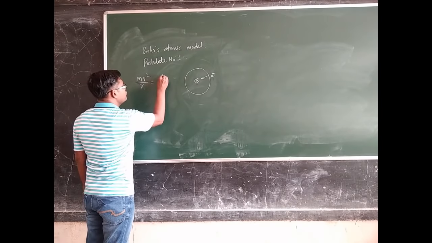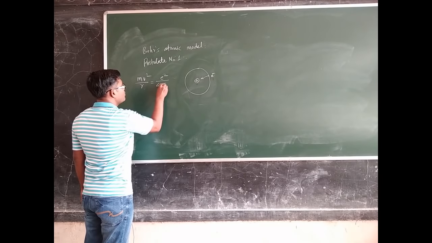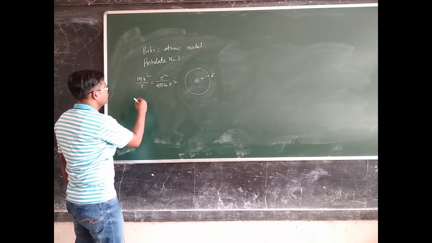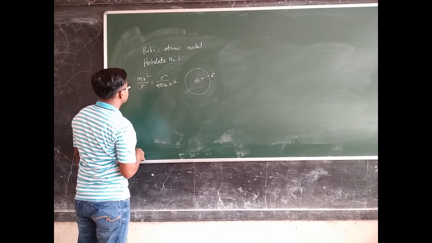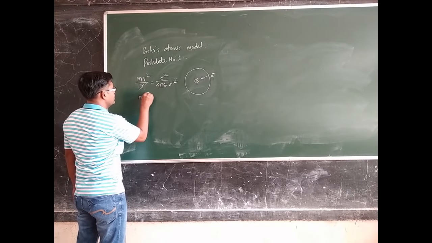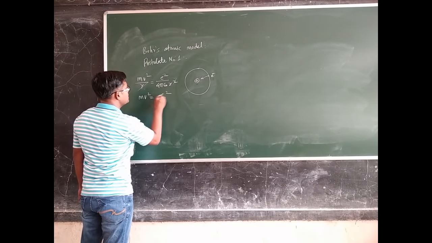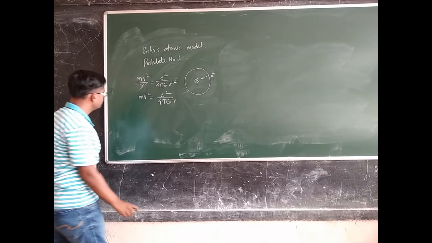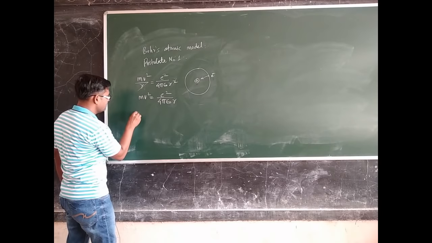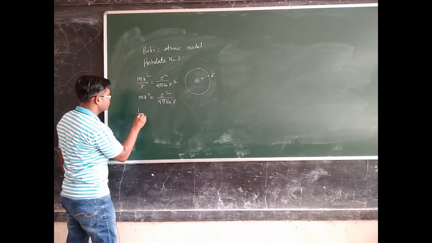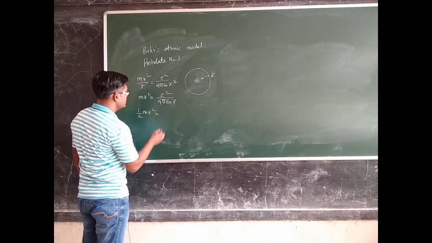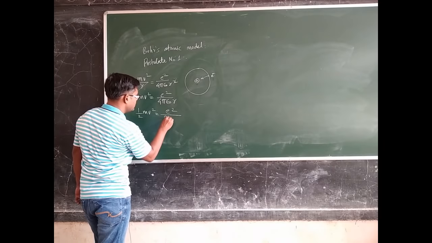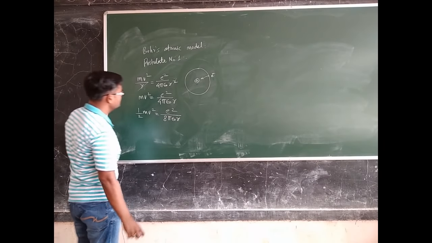So what is that attractive force? E square divided by 4 pi epsilon 0 r square. So this r gets cancelled, and we get m v square equal to E square divided by 4 pi epsilon 0 times r, and let us multiply it by 1 by 2. So half m v square is equal to E square divided by 2 into 4, that is 8 pi epsilon 0 times r.